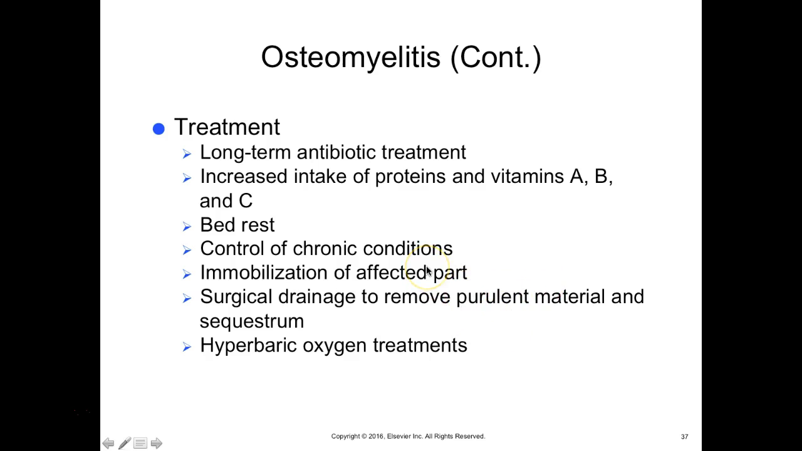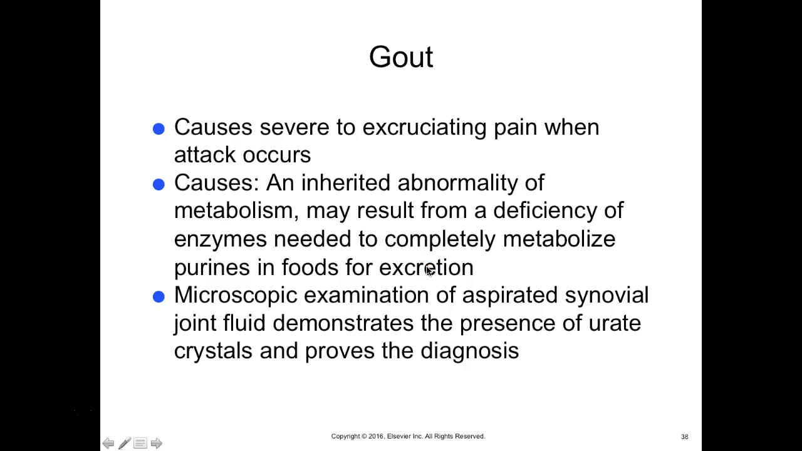treatments are also used. All right, gout causes severe or excruciating pain when attacks occur, generally affects the large toe in most people. It's an inherited abnormality of metabolism, so it results in a deficiency of enzymes that are needed to completely metabolize purines in foods for excretion. And so one of the things we would do with somebody with gout is put them on a low purine diet, which we'll talk about in a minute.